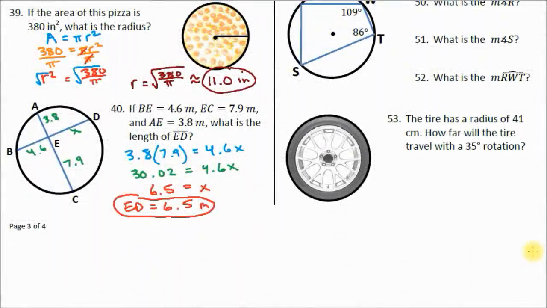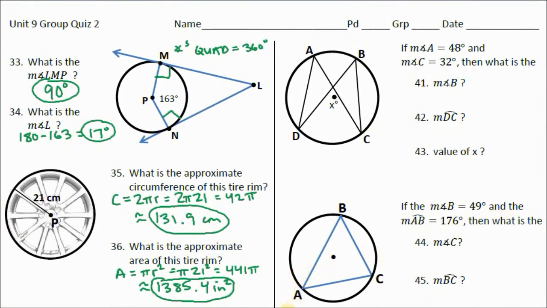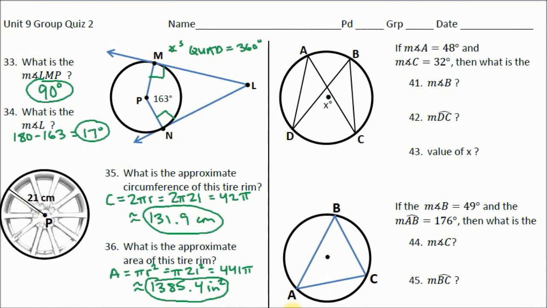We just finished question number 40, so let's go back up to the top of this page. And we'll start with question number 41. If the measure of angle A is 48 degrees, if they're going to give me data, I'm going to label my diagrams. So the measure of angle A is 48 degrees, and the measure of angle C is 32 degrees. Then what is the measure of angle B?